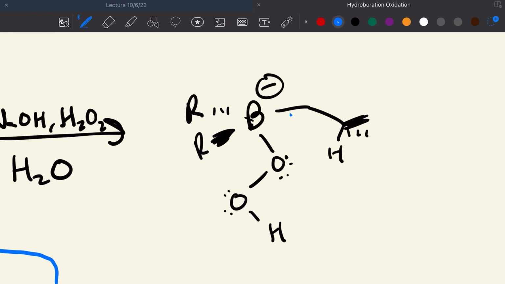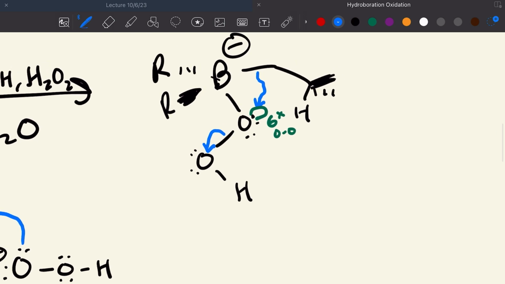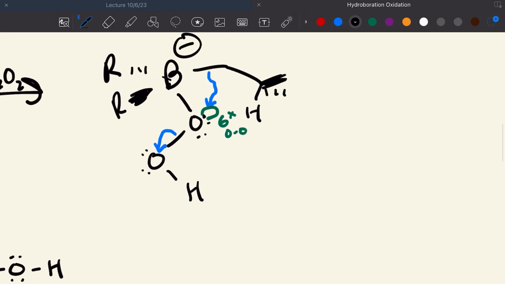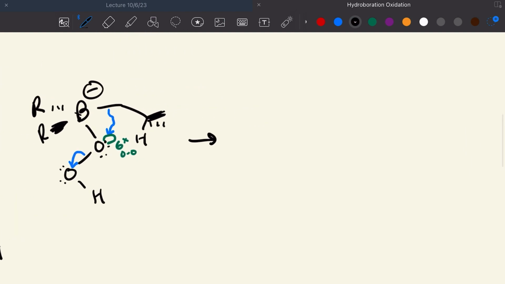So the electrons of this sigma bond here will come down and attack this sigma antibonding orbital of the oxygen-oxygen bond, resulting in the electrons from this going over here onto that oxygen, and will form this molecule over here.